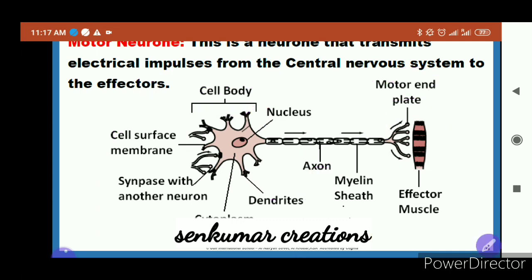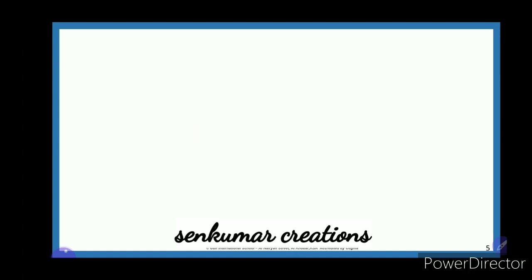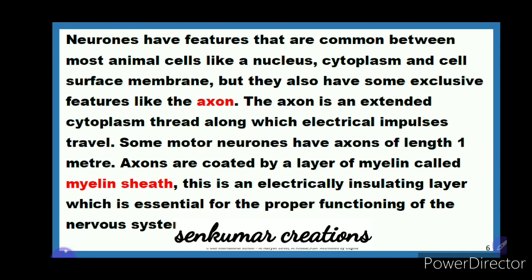So let's see the next. Neurons have features that are common between most animals, like a nucleus, cytoplasm, and cell surface membrane. Generally, many mammals are there. We are mammals, and cows are mammals, elephants, tigers, cats, rats. So we are going to see the common features of all these neurons among these mammals.